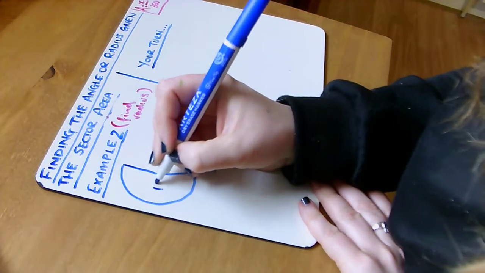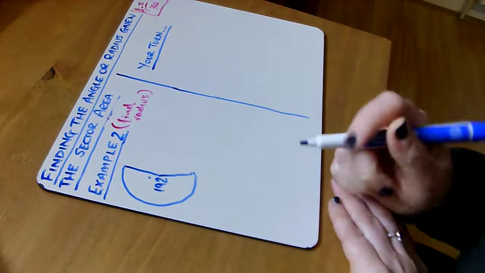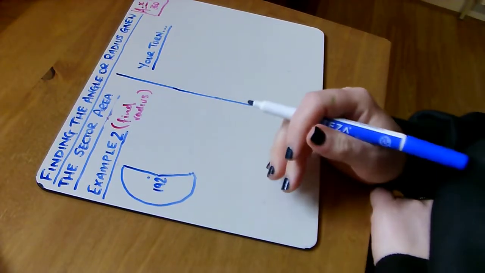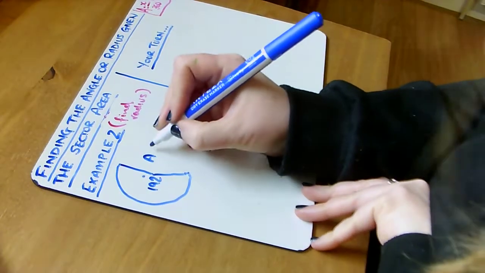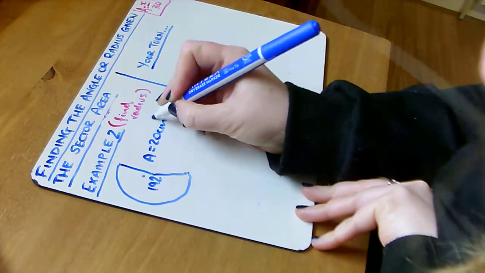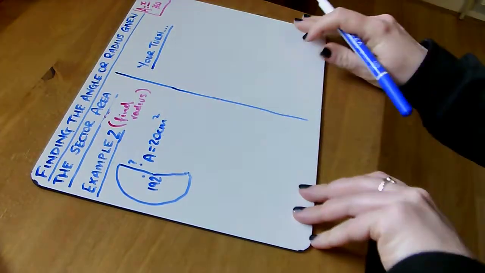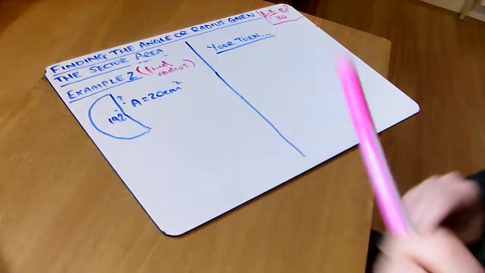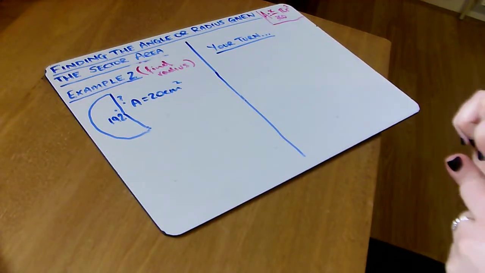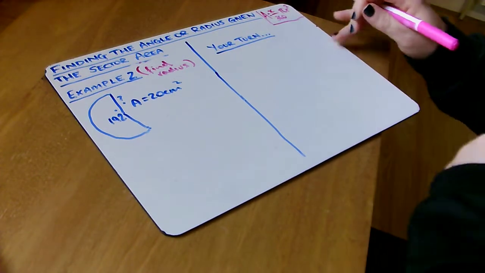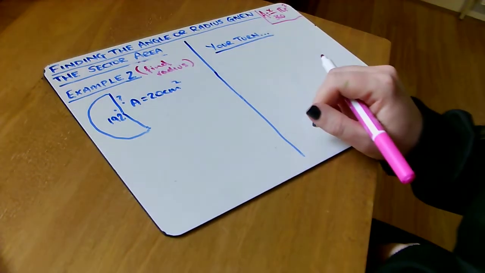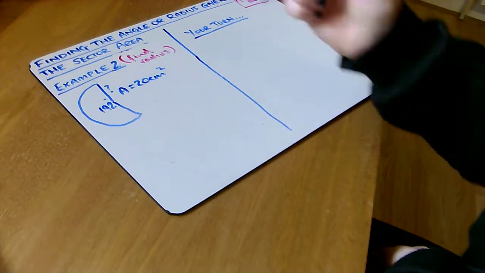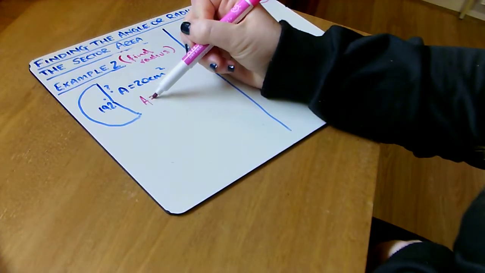Okay, so here's my sector, and I'm telling you this time that the angle at the centre is 192 degrees, and the area is 20 square centimetres, and we want to find the radius. Okay. So again, we'll go through this one together, and you can copy it down in a wee minute.